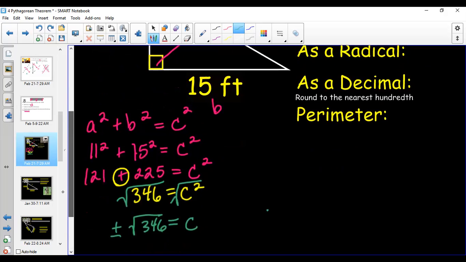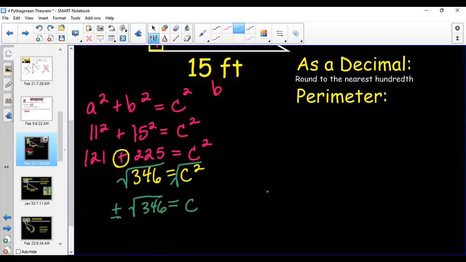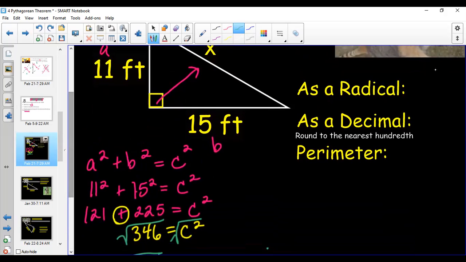However, I can't have a negative measurement, so I take off the negative. I'm not going to have a triangle that is negative 4 feet. It just doesn't work that way. I don't have a side length with that. So my answer, there's a few different ways you can answer this. Kind of depends on what the question is asking for.